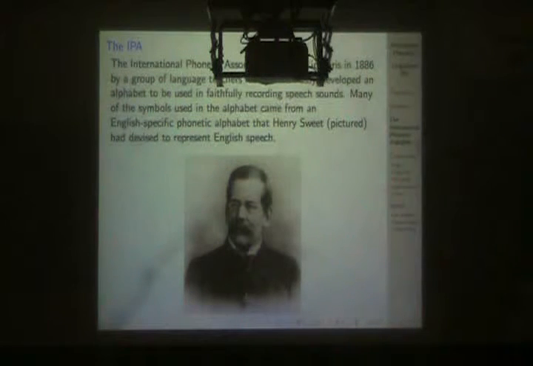language teachers in France who were faced with the task of trying to describe to their pupils what that sound is in German that they're trying to teach them, or what that sound is in English that they're trying to teach them that French doesn't have, say. So what they did is they designed an alphabet that represents the sounds that they perceived in the languages that they were responsible for teaching. And that alphabet borrows very heavily from a pioneer in foreign language pedagogy named Henry Sweet.